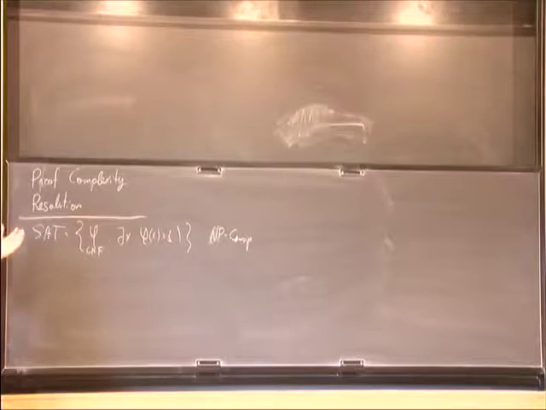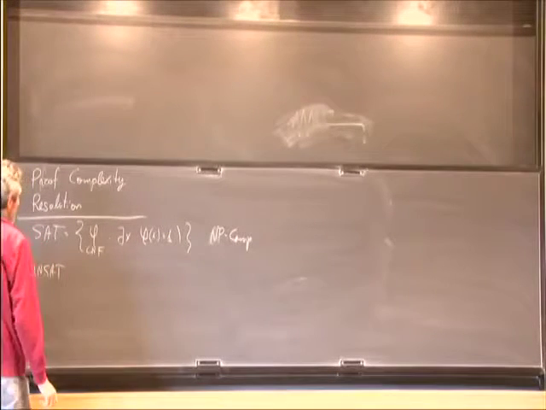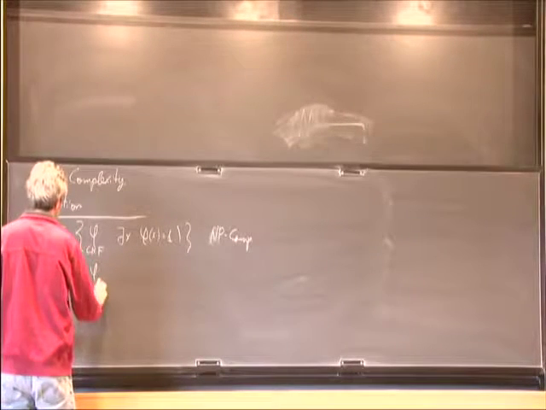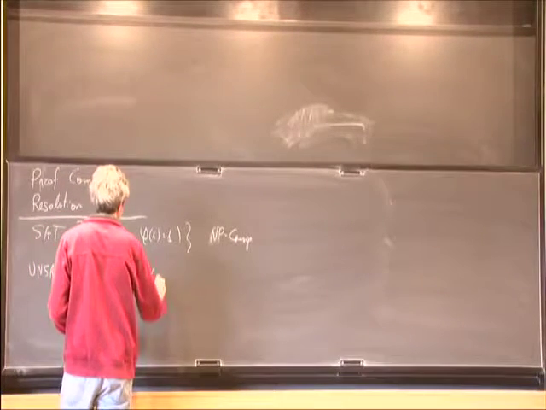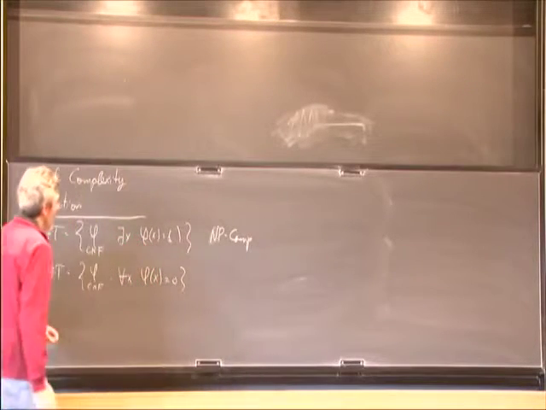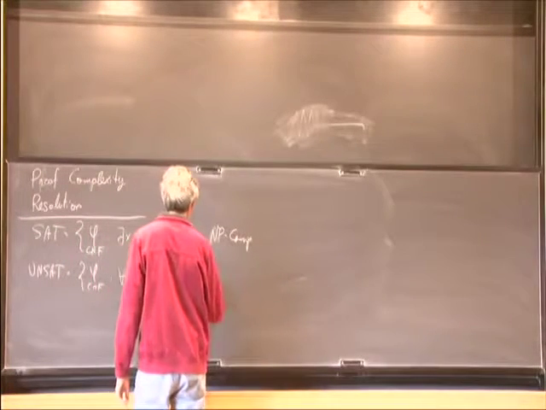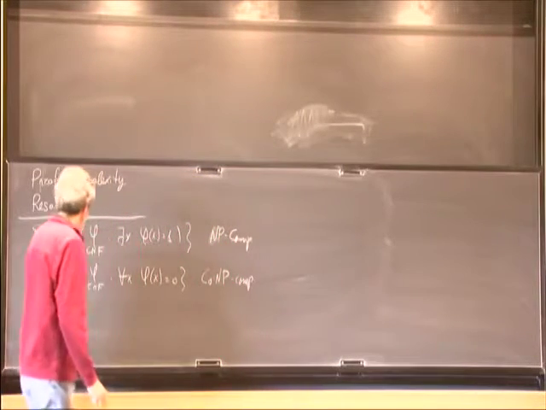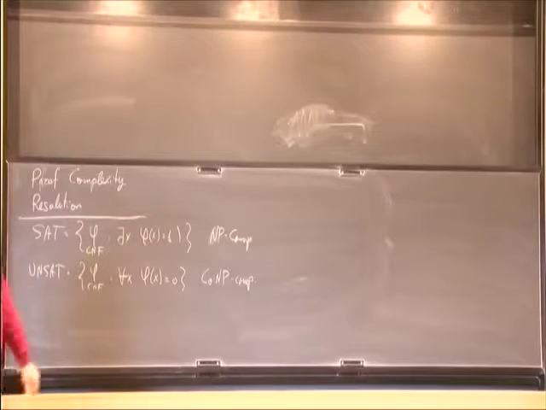The negative side of the coin, the complement of this language, is UNSAT or contradictions, which is just the same type of formulas, but there is no satisfying assignment. So all formulas that have no satisfying assignment. And this, of course, is co-NP complete. So if you are given a formula and you want to decide whether it has no satisfying assignment, well, that's exactly as hard as deciding if it has a satisfying assignment.